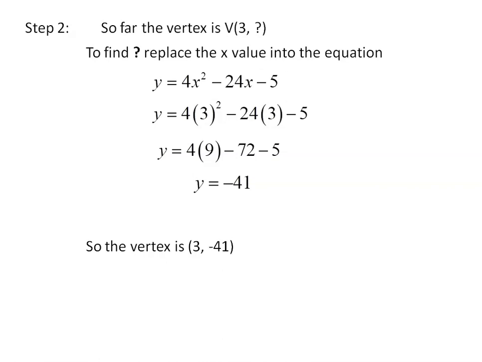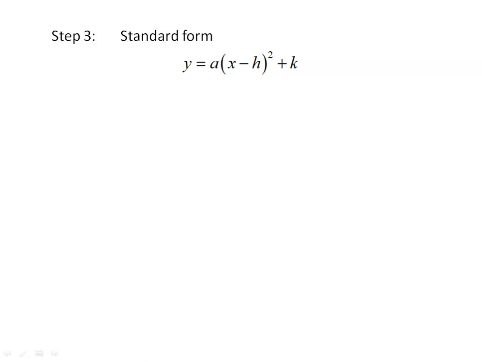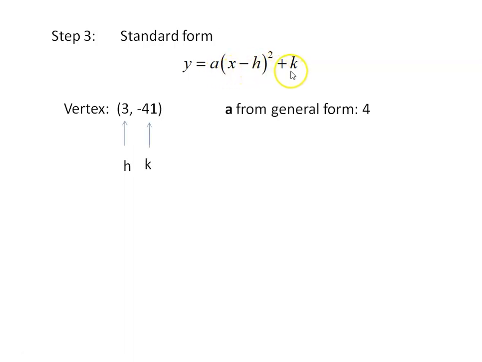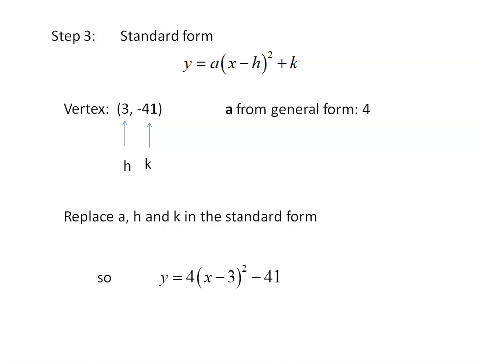That's my k. And to write out my final answer, all I have to do is plug it into the template. I know that my a value has to be the same as it was in any form. So I know now that my h is 3, that my k is negative 41. My a from general form is 4. That means that it's always 4 in any form. So I just plug them in. That's going to be my standard form of this function.